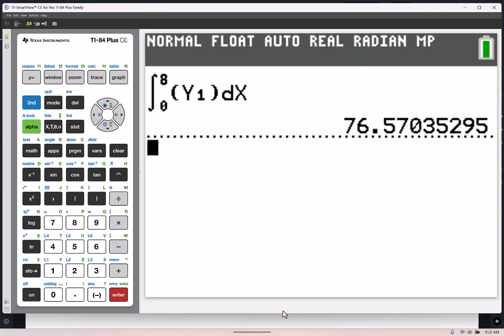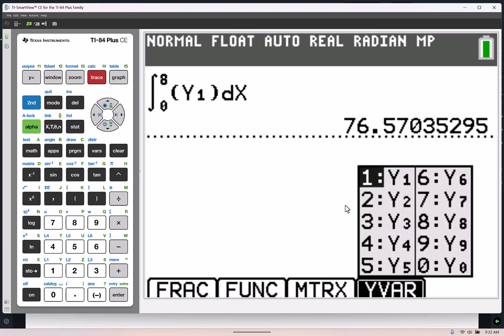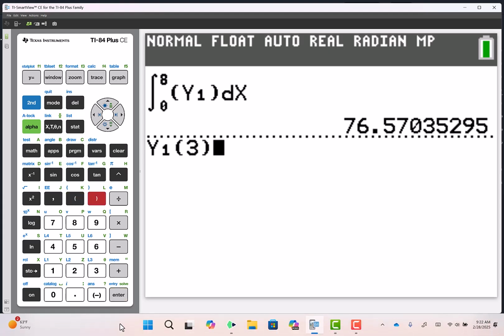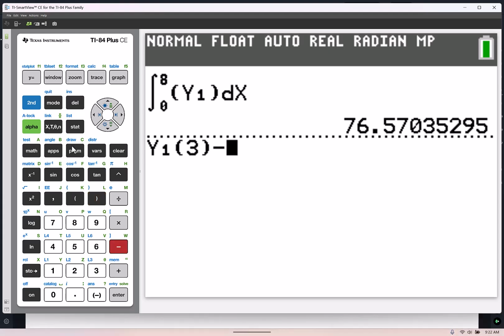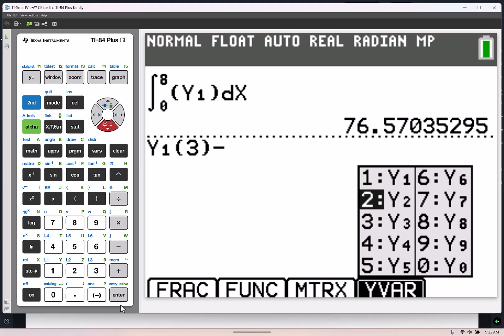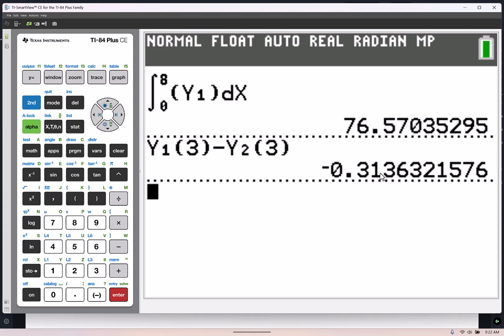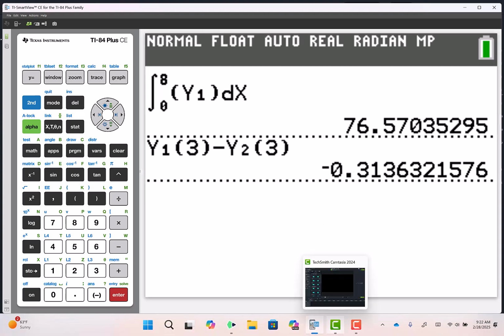Guys, work smarter. You already have the equations in your calculator. Just do this. Go alpha trace Y1. That's your rate in, right? Open a parenthesis and put 3. So it's going to calculate the amount going in at 3, and I'm going to subtract the amount going out. So alpha trace Y2, push enter, and put 3. Chav, is this the only way to do it? No, there's other ways. There it is, negative 0.3136.